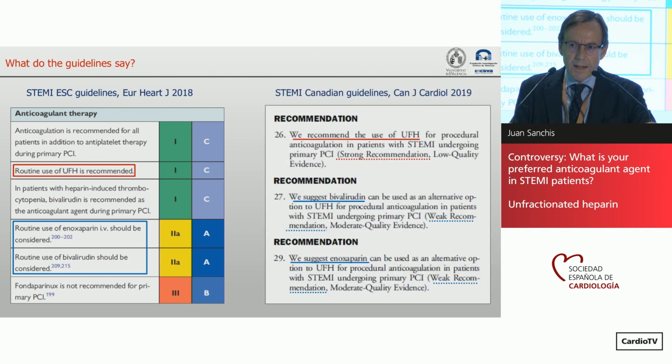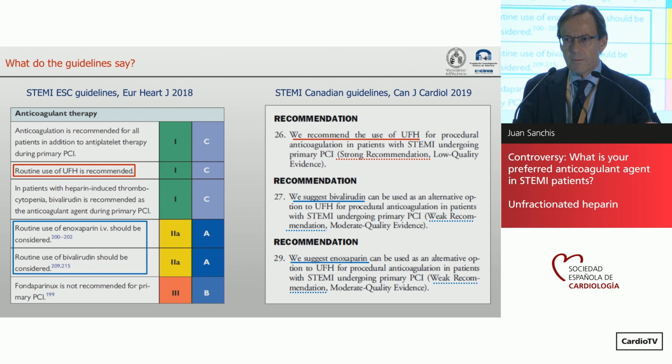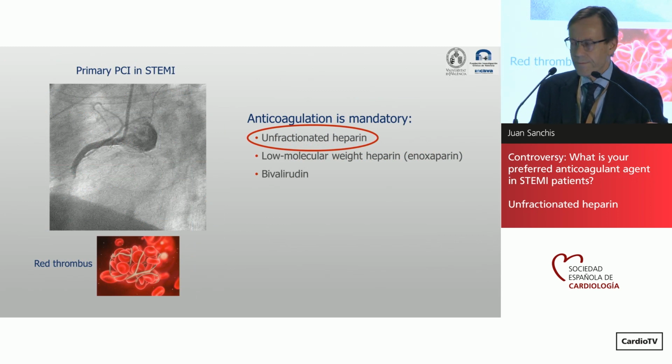And these are the Canadian guidelines that I'm showing here because they are the most recent guidelines. And again, a strong recommendation for heparin, a weak recommendation for bivalirudin and enoxaparin. Again, the evidence has superior quality for bivalirudin and enoxaparin, but not enough to convince the experts. For all these reasons, my anticoagulant of choice in primary PCI is heparin.